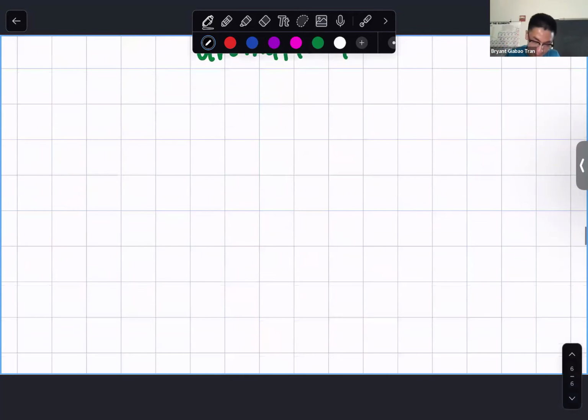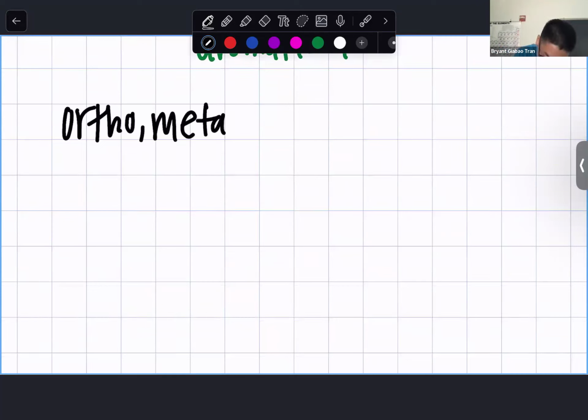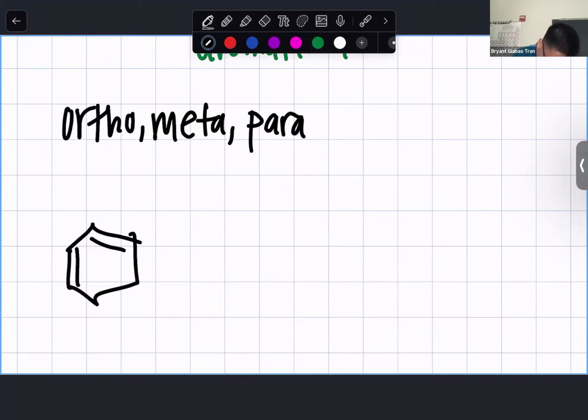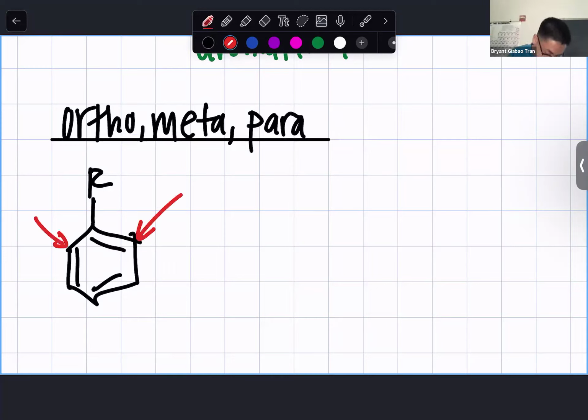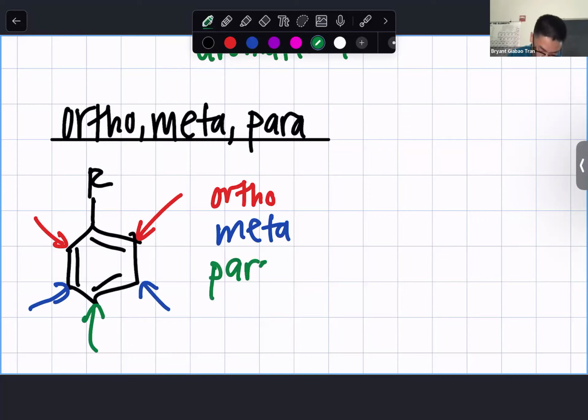Okay, so let's go over ortho versus meta versus para. Let's say we have a benzene ring here with a random substituent there. Are you guys familiar with these position terms? Which ones are the ortho carbons, meta carbons, para carbons? Right. We know the ortho carbons are 1 away from that substituent. The meta positions are 2 away. Para position is parallel to the substituent, or 3 carbons away.